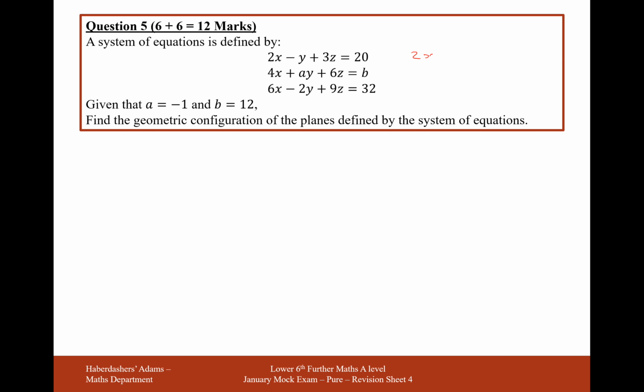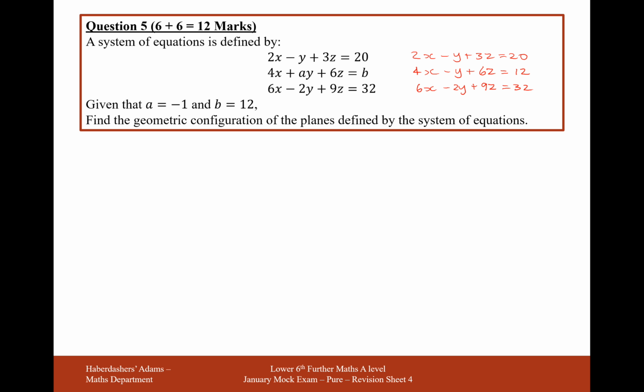We have 2x minus y plus 3z equals 20. The next one we have to plug in a equals minus 1 and b as 12. And the third one is 6x minus 2y plus 9z equals 32. Okay, so find the geometric configurations of the system of equations.